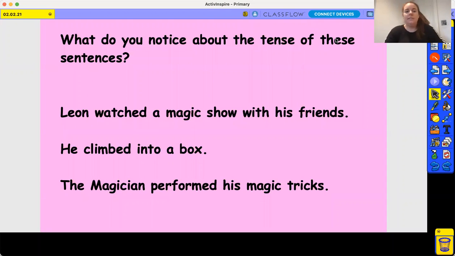Okay, this is the second lesson of English for this week. If you are ready to start, can you just make sure that you have your plan from yesterday with you, as you will need that for today.